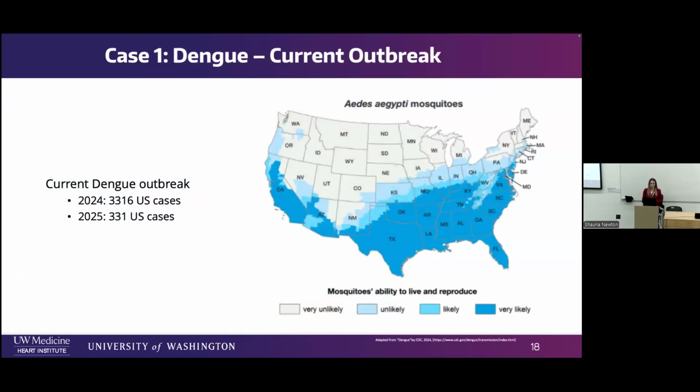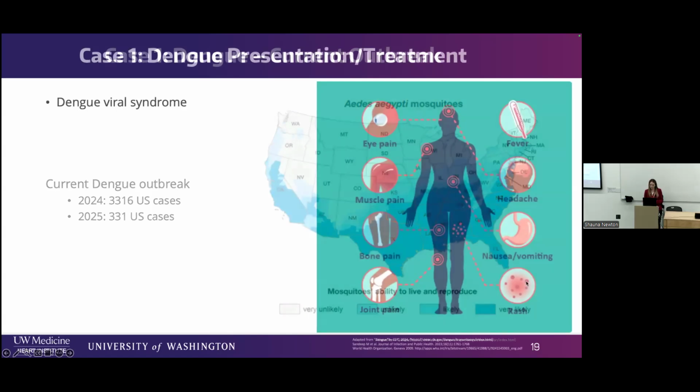Interestingly enough, there's actually a dengue outbreak in the United States. Last year had the highest recorded cases of dengue ever, with 3,316. And there have been 331 documented US cases so far. Most of these cases are brought back by travelers, but there have been over 75 cases of local spread in Texas, Arizona, Florida, and California. This is where the mosquito could very likely live in the United States, so it might be something that we could be seeing more frequently.